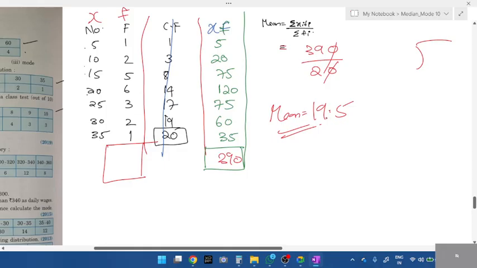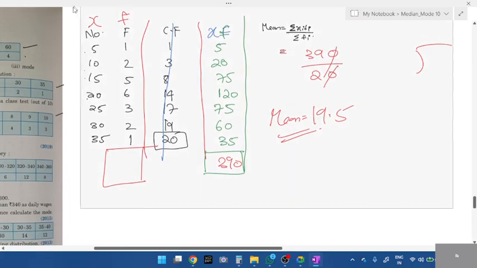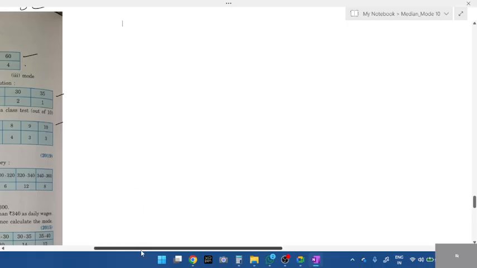But in the textbook, the mode value, why is it given as 21? Might be a printing mistake. Okay, in the textbook the mode is wrong, students. They have given the mode as 19. That is wrong. Shall we try the next one? Understood?